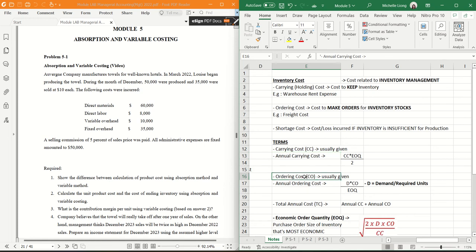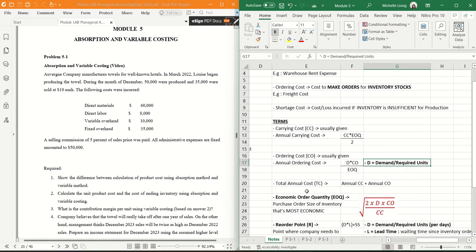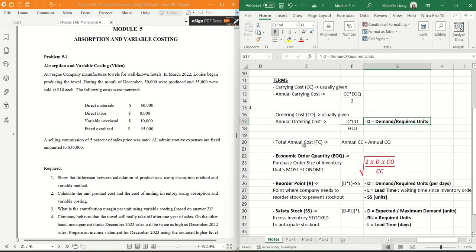The second one is ordering cost. Ordering cost is usually given in the problem as well, and the thing that you need to find is the annual ordering cost. Annual ordering cost is D times CO, or ordering cost, divided by EOQ, or economic order quantity. So D right here is demand or required units. Okay. And then the third one is total annual cost. So the total annual cost basically is just adding your annual carrying cost plus the annual ordering cost. Okay.